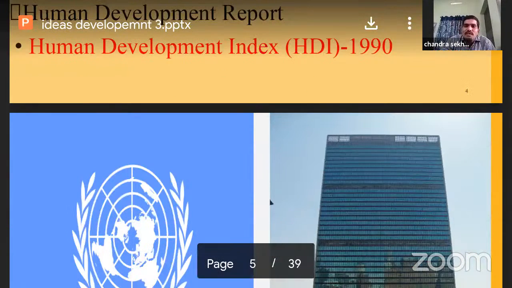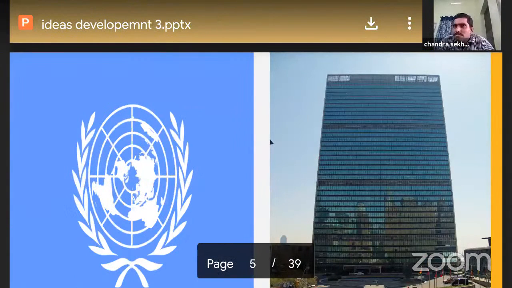Okay, here we can see the headquarters of UNO, United Nations Organization. This is the emblem, the logo of the United Nations Organization, which was established on October 24th, 1945, after completion of the Second World War. So the objectives of UNO: to control the Third World War and to restore the peace among the world countries.